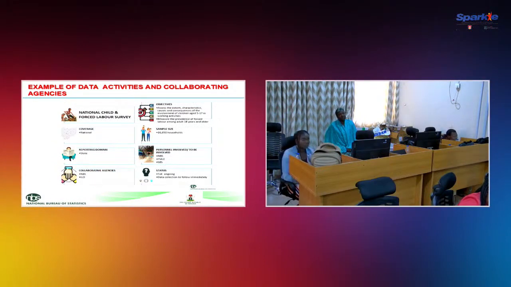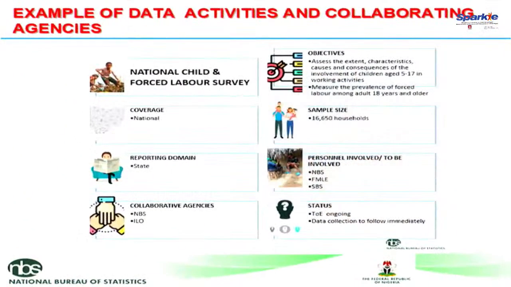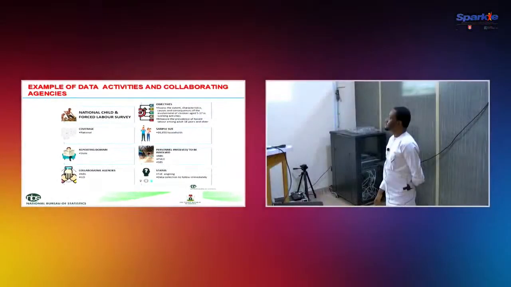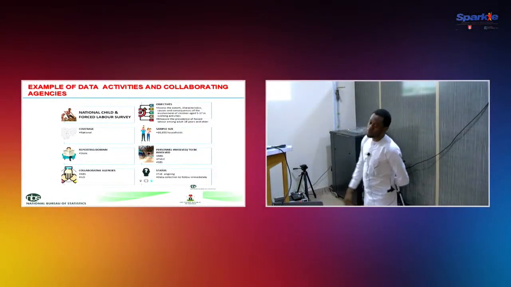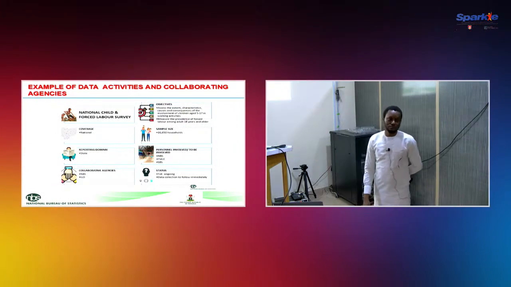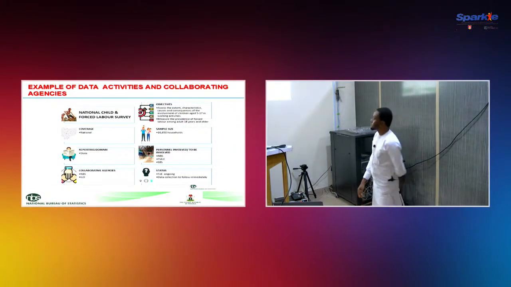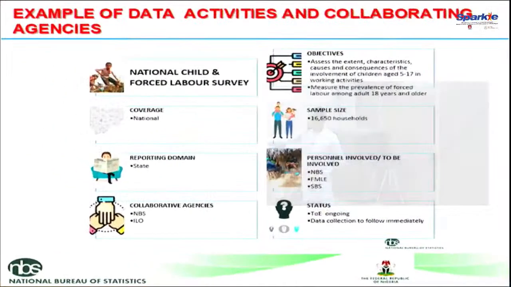Then the personnel that were involved in that research are staff of NBS, staff of the Federal Ministry of Labor, and the States Bureaus of Statistics. So it wasn't just NBS. Then the current status, the job has been done. As of when this presentation was prepared, it was ongoing, right? So this is for forced labor.